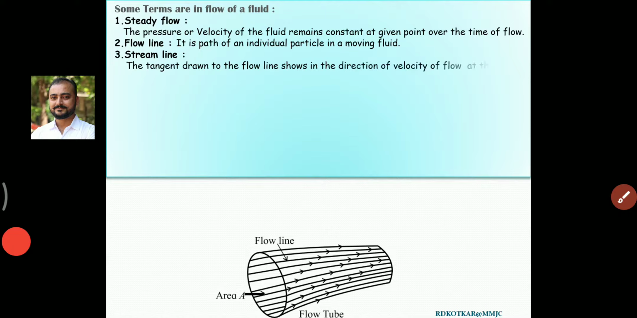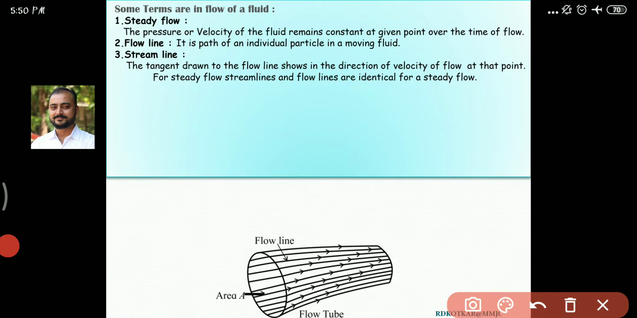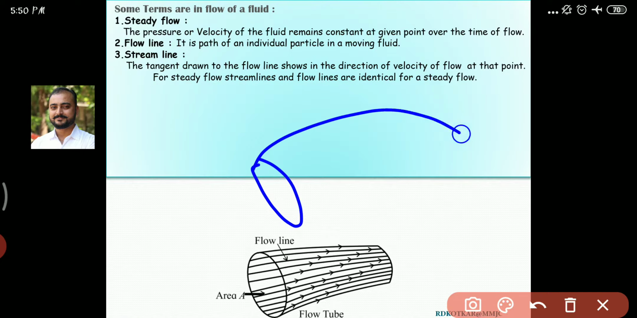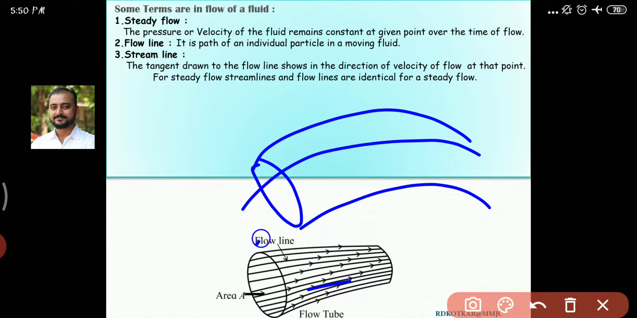In this case this is the pipe, but this pipe is somewhat curved, though it looks somewhat straight. Now we consider these are the flow lines. What is a flow line? That is the path of an individual particle moving through a fluid. Then in the next step, streamline. So what is a streamline? It is a tangent drawn to the flow lines. This is a flow line, this is also a flow line.